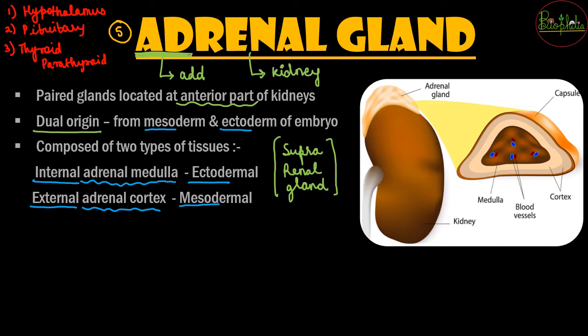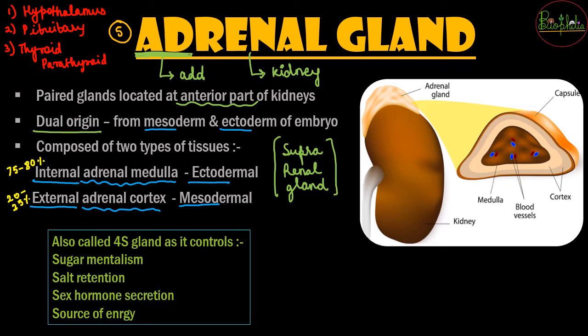So what is going to be the composition of this? The adrenal medulla is going to constitute about 75 to 80% of the entire gland. So it is the maximum of the area, whereas adrenal cortex will be about 20 to 25%. So the external layer, that is the smaller one, 20 to 25%, will be mesodermal, and the maximum will be of ectodermal origin. Here in the video also you can see how the adrenal medulla and adrenal cortex are located.